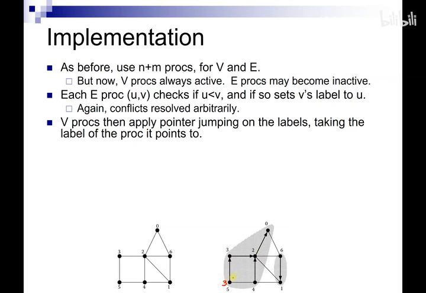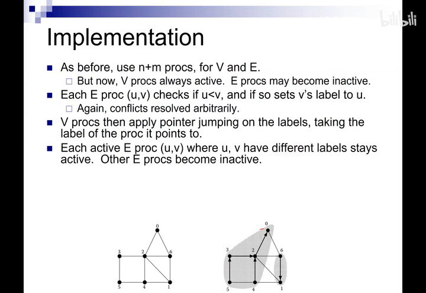But then after it does pointer jumping once, it's going to point to 2, so then it's going to set its label to 2. And then eventually it's going to point to 0, so then it's going to set its label to 0. Whoever it points to, it's going to set its label to that node. And the 0 node doesn't point to anyone, so he never changes his label. Everybody else in this tree, after doing the pointer jumping, eventually is going to set their label to 0.